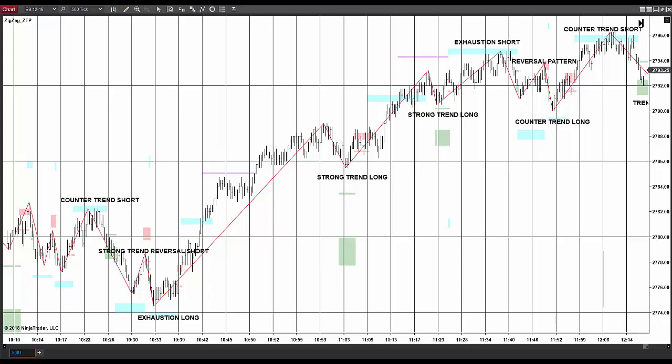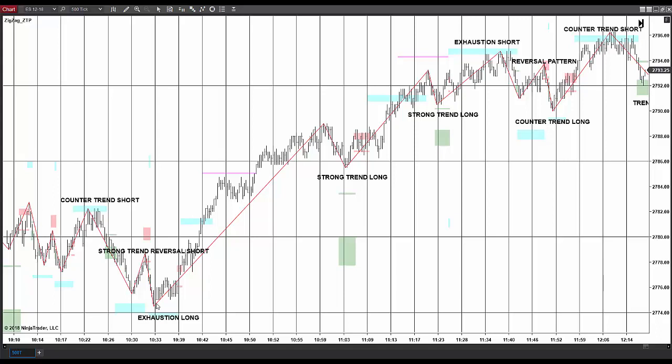It's probably best to put the mouse down and go do something else for the day, like go to the beach. So anyway, let's start looking at some of these trades from yesterday and what the new indicator is going to be telling us. We start out with a counter trend trade here that is going to take us into a strong trend reversal and then into a very profitable exhaustion long trade.